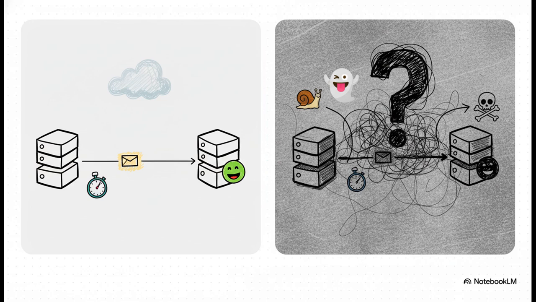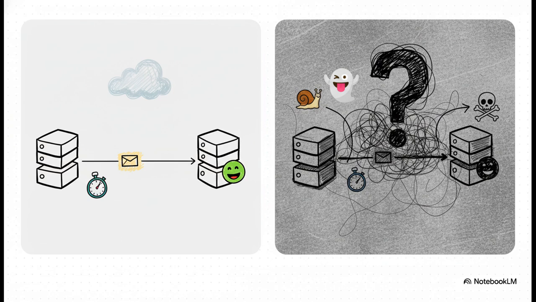So this slide shows the two extremes, and it's really fascinating. On the left, you've got the synchronous model. This is basically a fantasy land. It's a world where you know with 100% certainty that a message will arrive within, say, 500 milliseconds. If you don't get a reply in that time, you know the other node is dead. Simple.